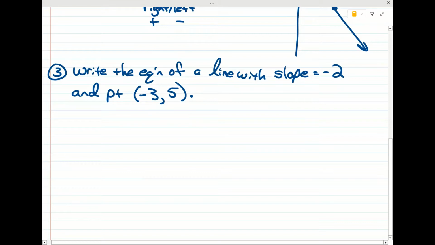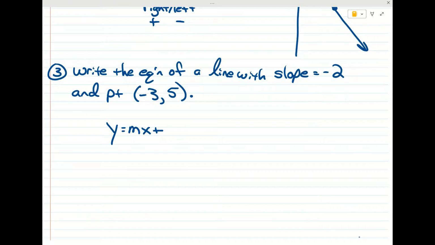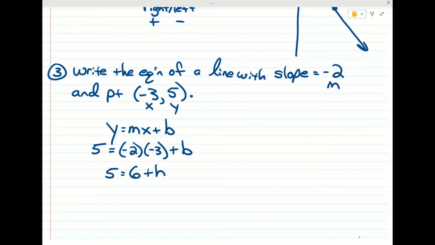So the way that we write the equation of a line is we always start off with our slope-intercept form, and then we plug in for x, for y, and for the slope. So if the slope is negative 2 and x is negative 3, our y is 5, that leaves the only unknown to be b. Negative 2 times negative 3 is 6. And then if we subtract 6 on both sides, we get negative 1 is equal to b.